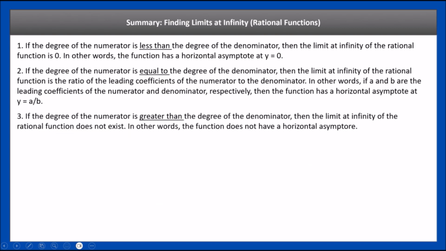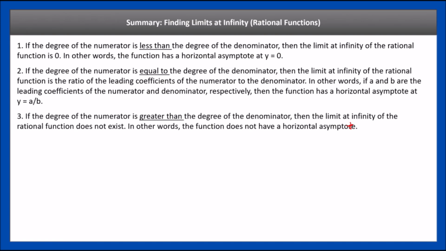So now let's look at the third guideline. If the degree of the numerator is greater than that of the denominator, then we have no limit. The limit does not exist. The limit goes to infinity or negative infinity. So in other words, the function does not have a horizontal asymptote. But as we saw, and this is a typo by the way, this should say asymptote, so that should be a T there. It does not have an asymptote.